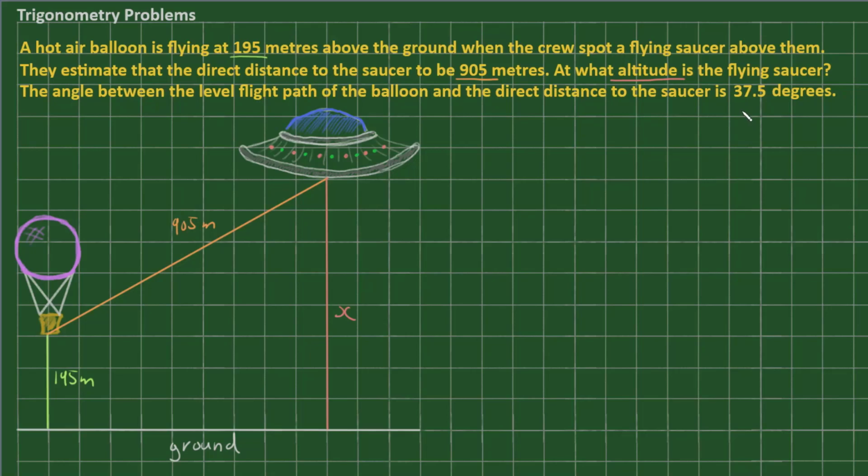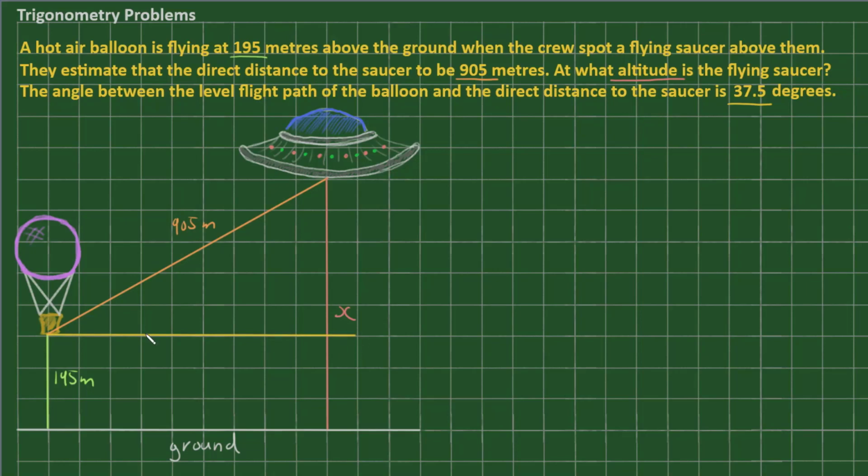The question also states that the angle between the level flight path of the balloon and the direct distance to the UFO is 37.5 degrees. So what do these things mean? What is this level flight path? Well, that is an imaginary horizontal line that runs parallel to the ground, and it is at the same height as the balloon. So I'm going to draw that in yellow. So this is the level flight path of the balloon.